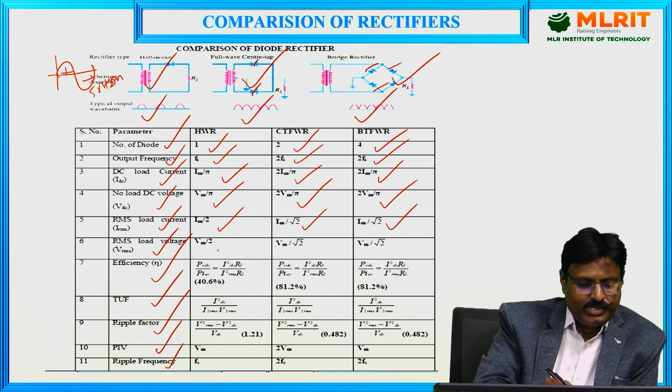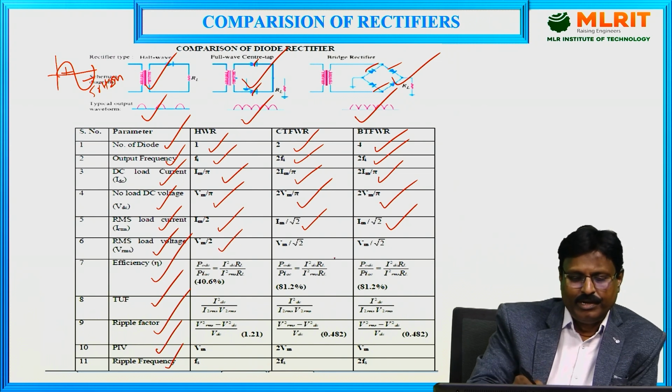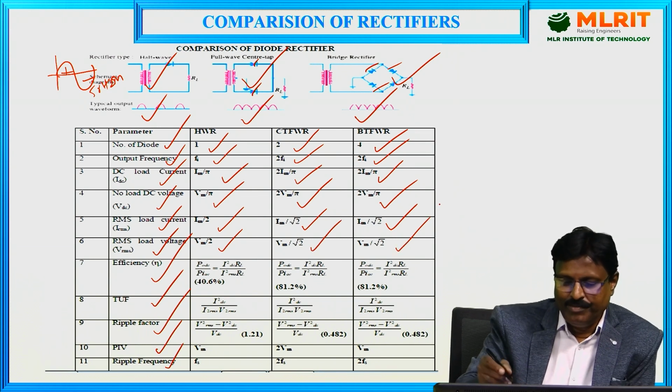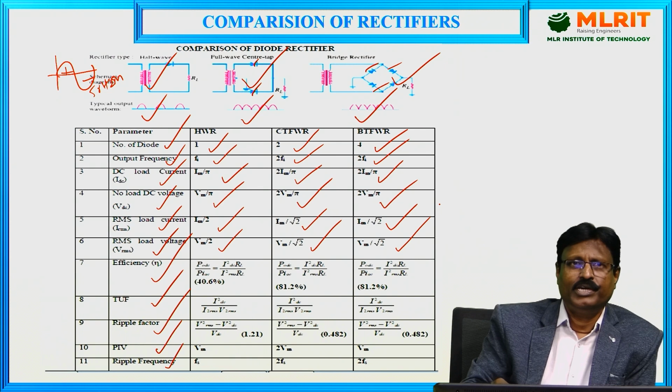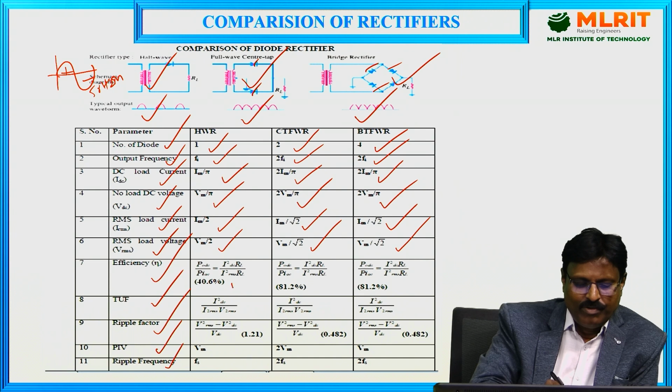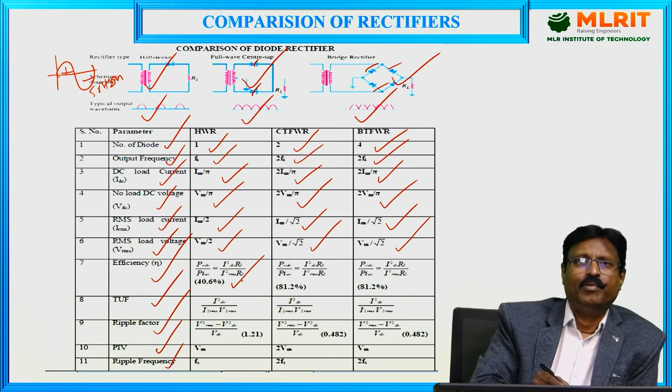Next, RMS voltage. RMS voltage is Vm by 2 for the half wave rectifier, Vm by root 2 for the center tapped full wave rectifier, and for the bridge rectifier it will be equal to Vm by root 2. Once again the same value. And here, the rectification efficiency of the half wave rectifier, if you calculate, is 40.6%.